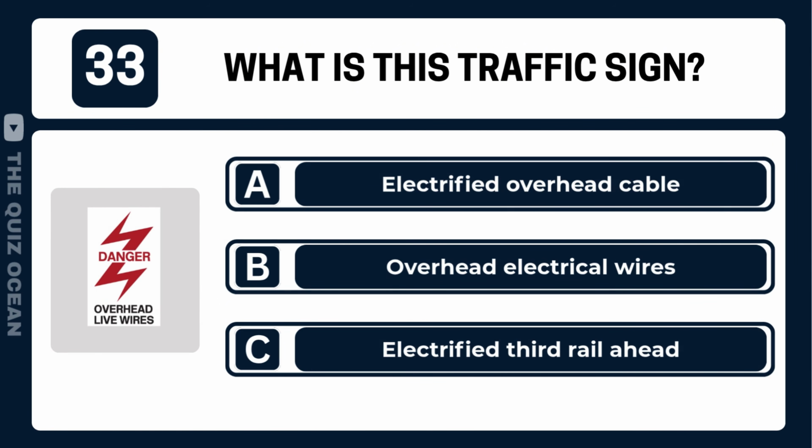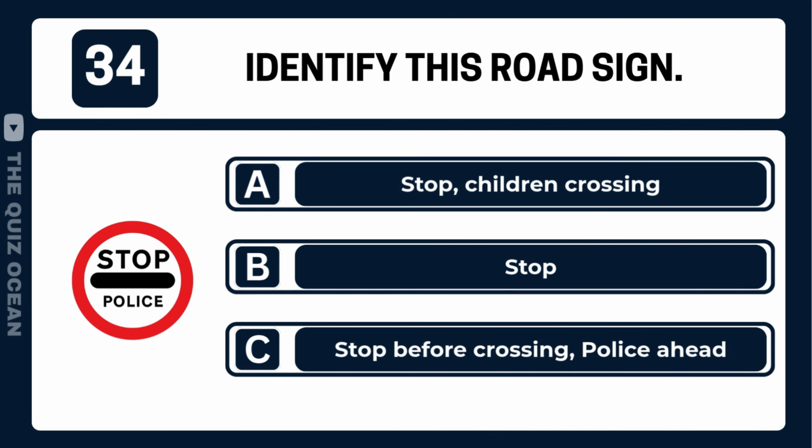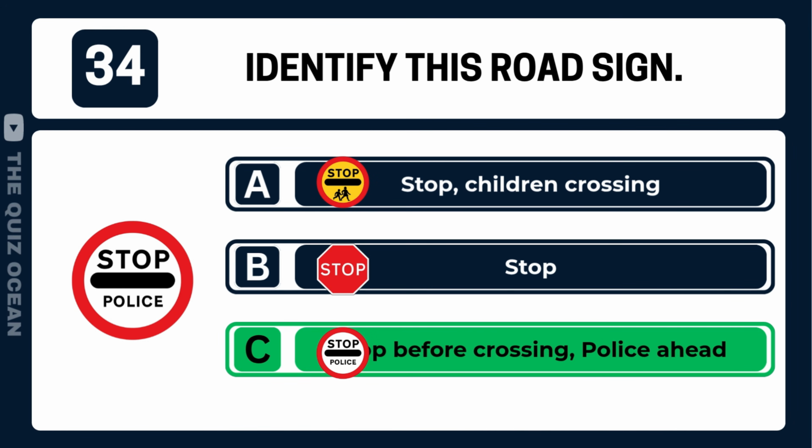What is this traffic sign? The answer is B, overhead electrical wires. Identify this road sign. The answer is C, stop before crossing.